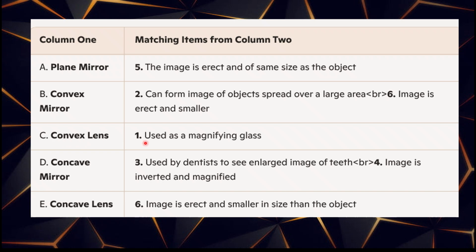C. Convex lens used as a magnifying glass. D. Concave mirror used by dentists to see enlarged image of teeth. Image is inverted and magnified. E. Convex lens. Image is erect and smaller in size than the object.